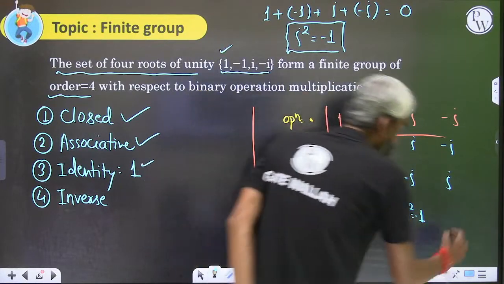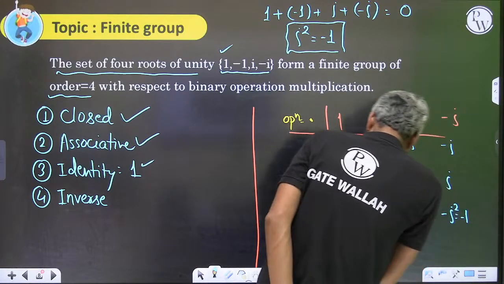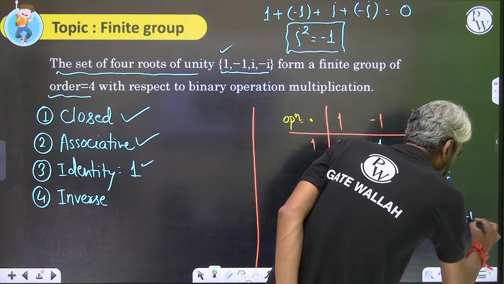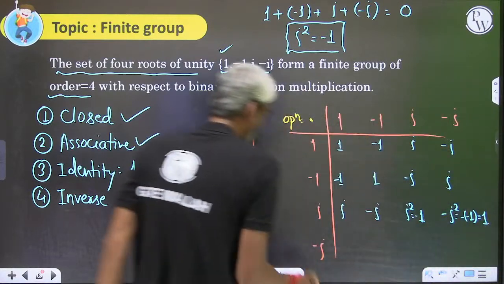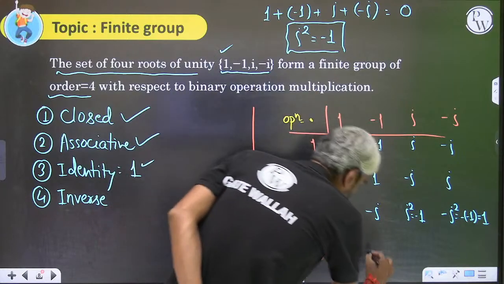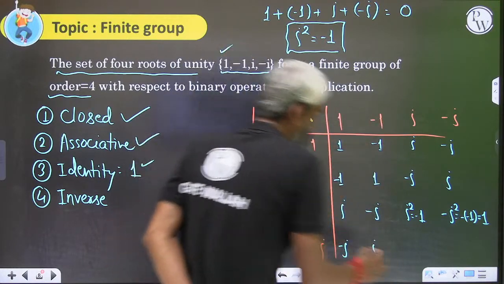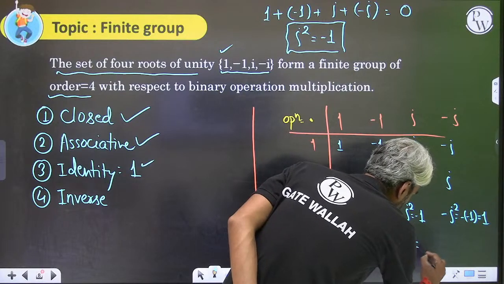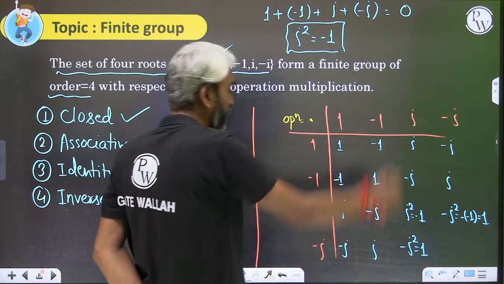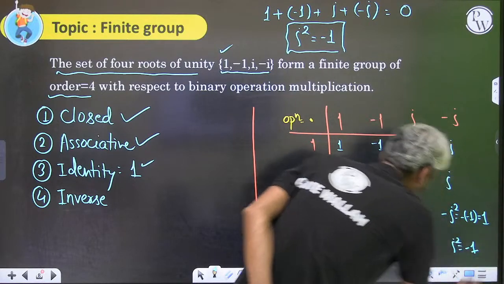Iota into minus iota will be minus of iota square, that is minus of minus 1, which is 1. Okay. Minus of iota into 1 will be minus of iota, minus of iota into minus 1 will be plus of iota, minus of iota into iota will be minus of iota square, which is already calculated. Minus of iota into minus of iota will be plus of iota square, that will be minus 1.